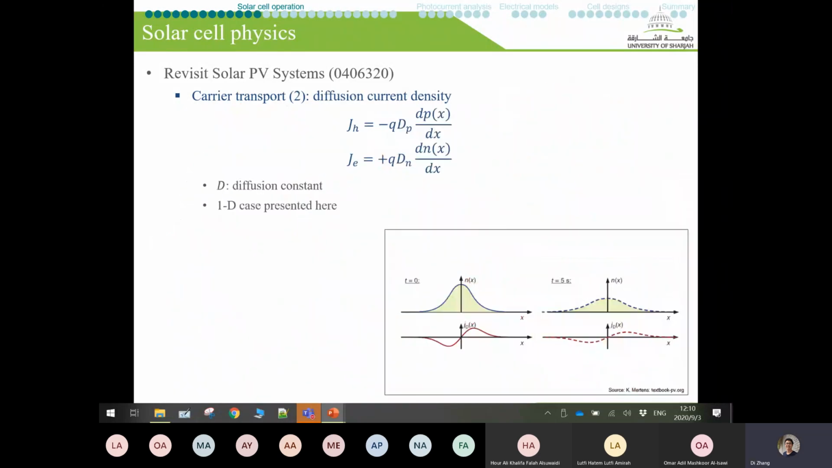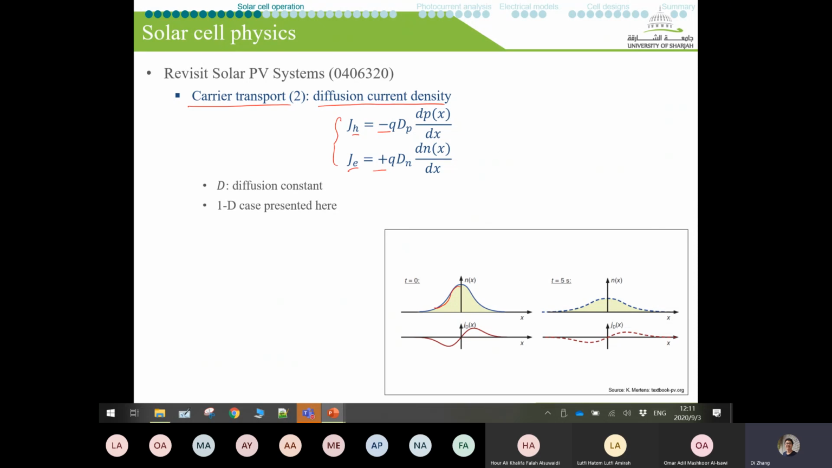Okay, so the second process, as we just mentioned, is the diffusion, which is also responsible for carrier transport. Okay, so as we said, the diffusion current depends on the local concentration difference, or the concentration gradient. And if you look at the equation here, they actually have opposite signs for hole current and for electron diffusion current.